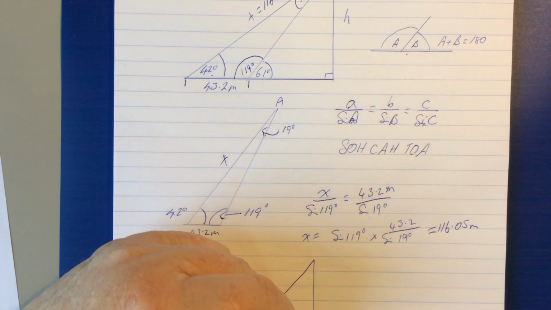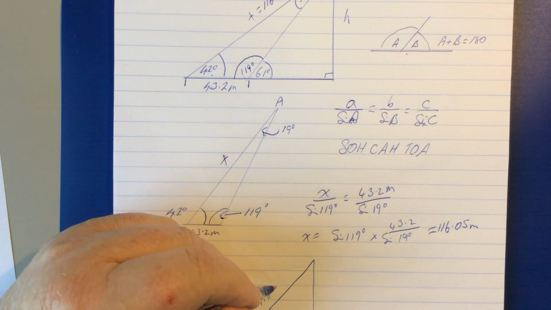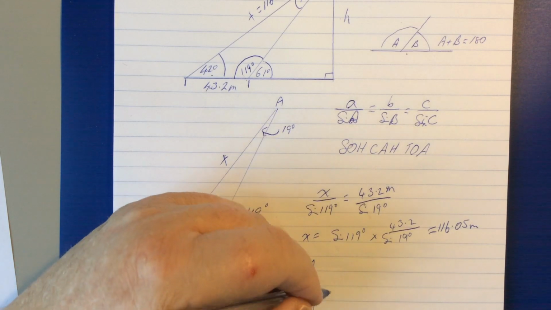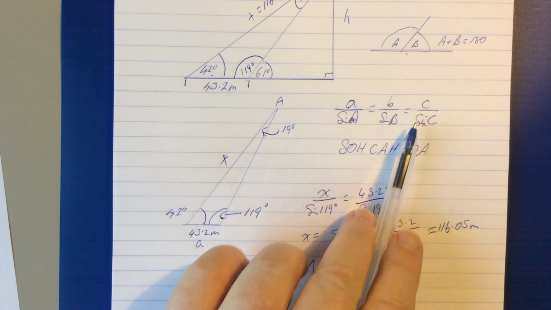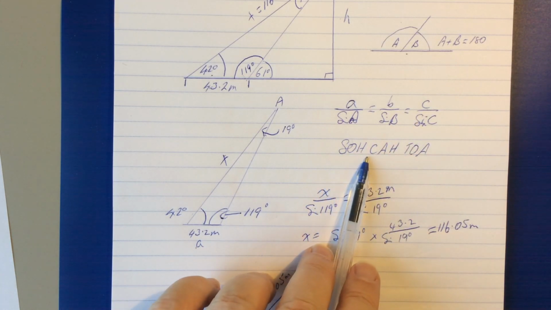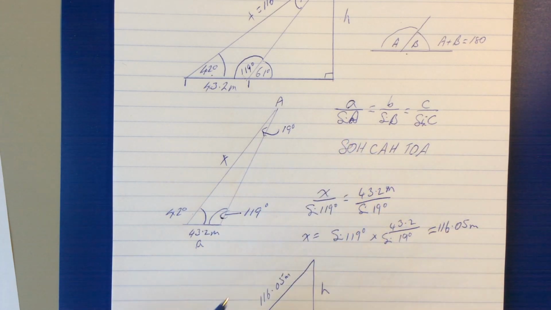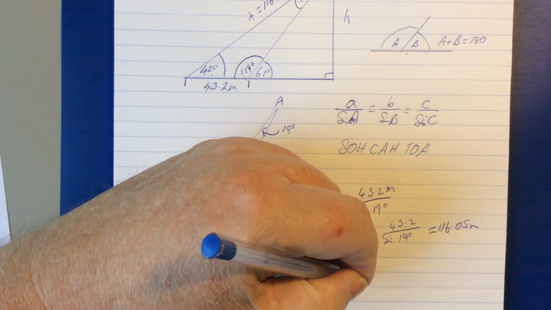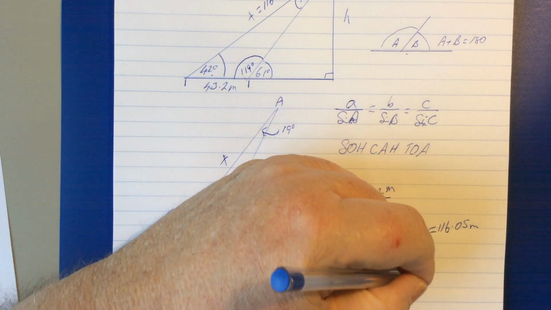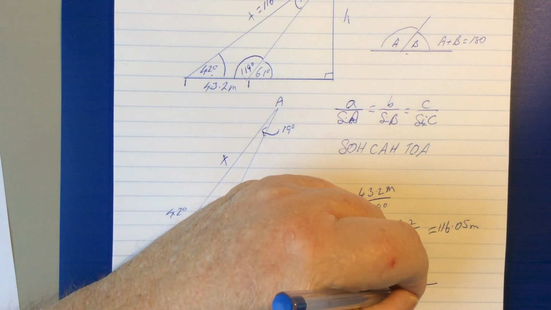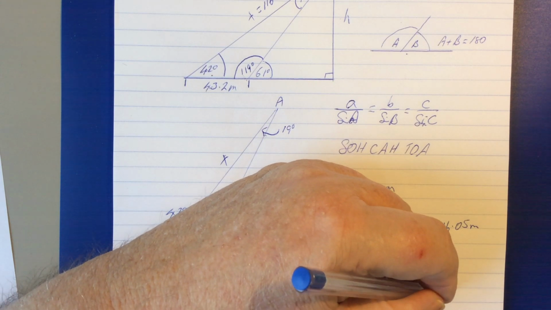Right, so time for some more drawing. I'll just do this freehand. We know that that is 42 degrees. We know that that's 116.05 meters, and we are looking for that, and we know that's a right angle. Now, I wrote the sine rule up here. I also wrote this mnemonic, which is SOHCAHTOA, and we're going to use the sine ratio. So the sine of 42 degrees is equal to the opposite, h, over the hypotenuse, 116.05.